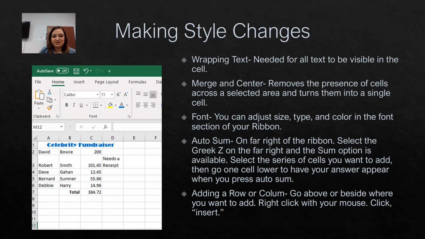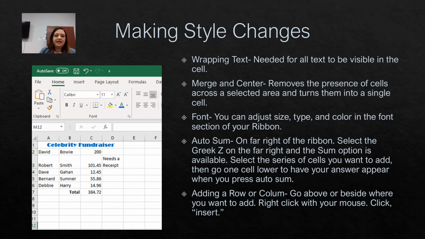Making style changes. So notice I have made a few style changes here. I've added some additional information. So wrapping text. At the top right-hand side of that alignment section, you'll see where it says wrap text. So in cell A3, B3, C3, and D3, you'll notice that Robert Smith now is a wider cell.